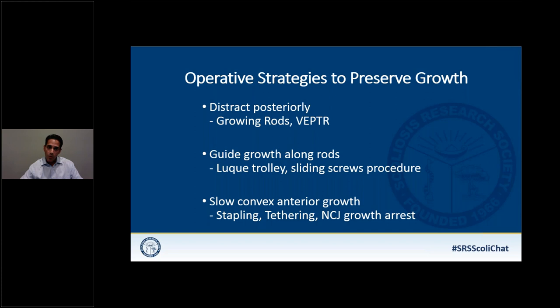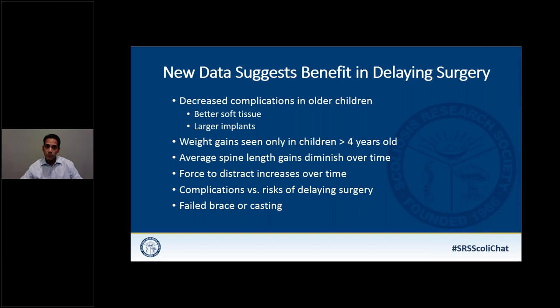However, the newest data says try and delay surgery for as long as possible. It's because we get better outcomes and results in older children. So rather than 4 years old, wait till 6 or 7, and we can continue that growing for another 4 or so years. This allows us to install better implants, larger soft tissue coverage, avoid infections, allow these children to grow and gain weight more effectively.